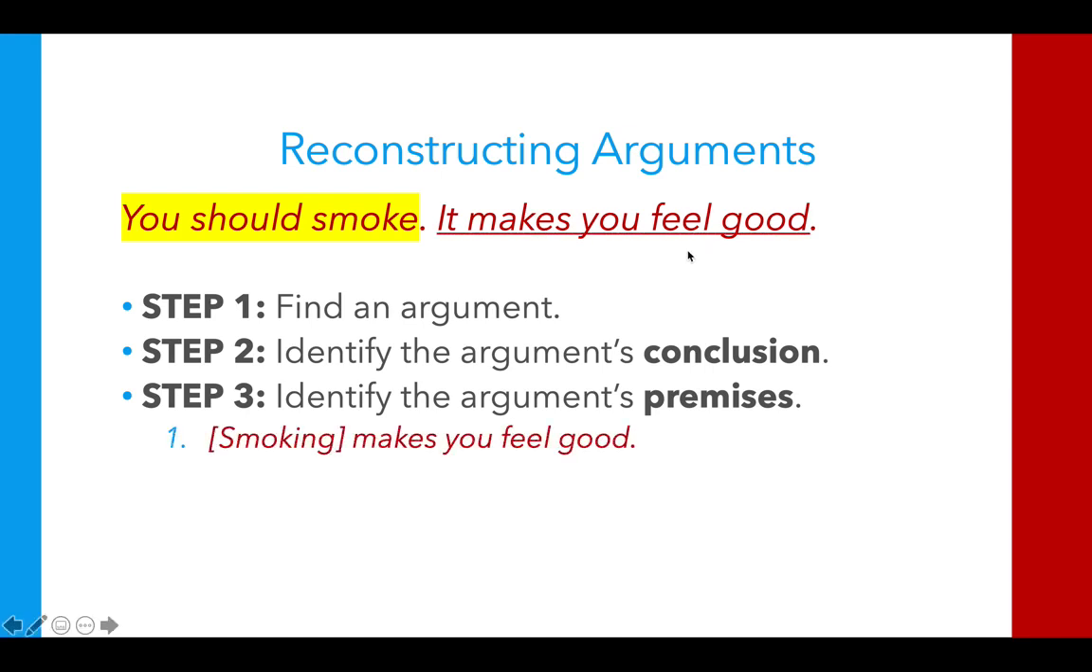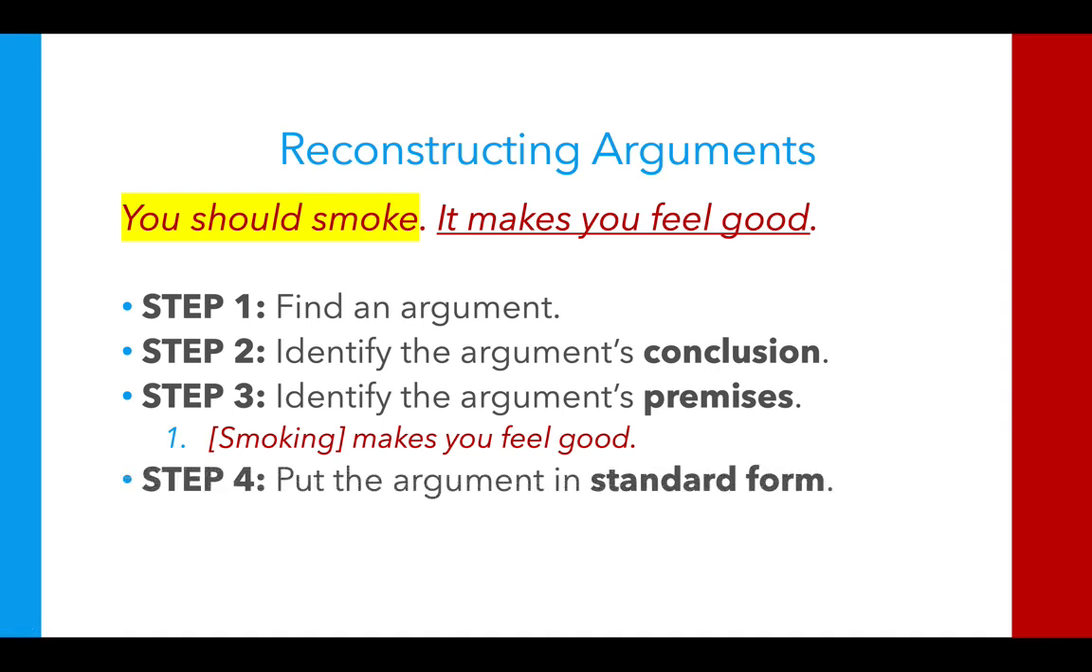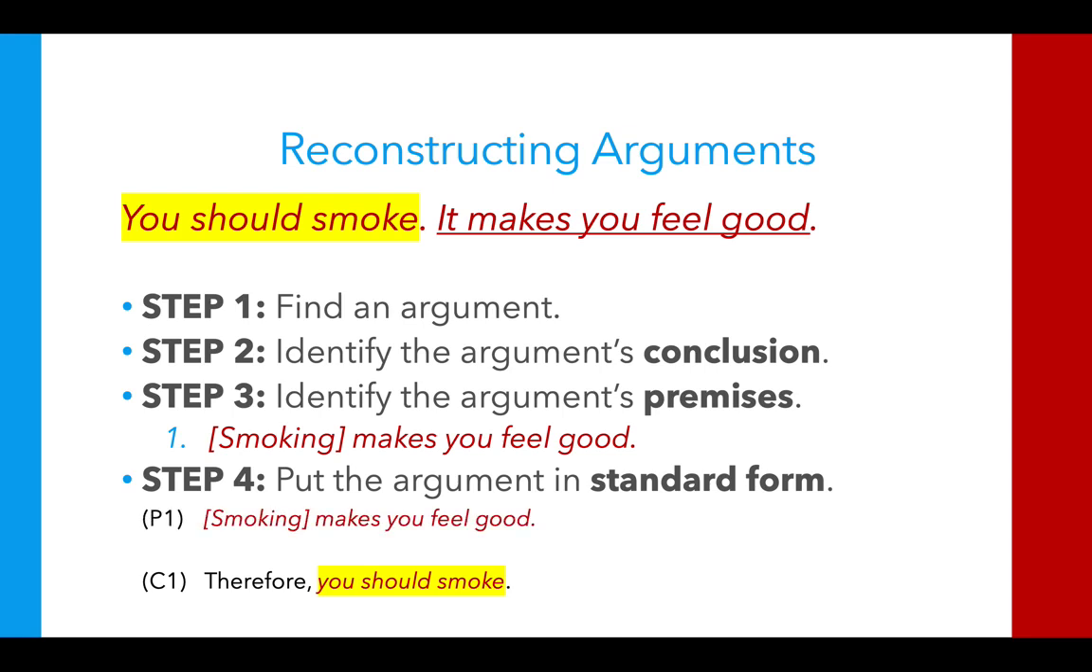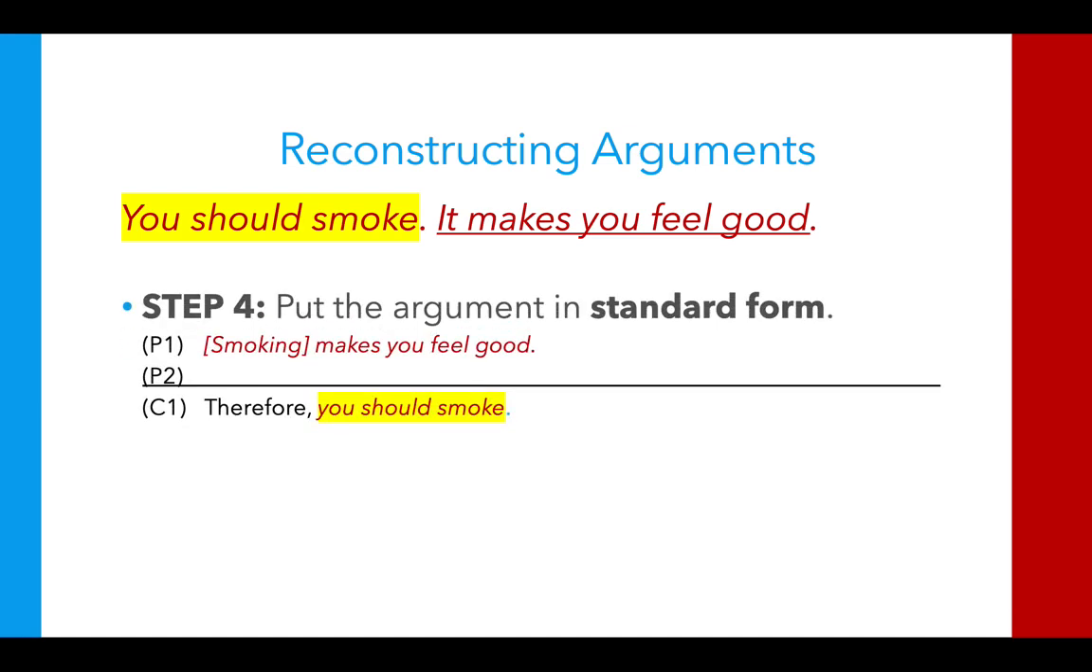So that's our premise. Step 4 says, put this in standard form. You should smoke. That's the conclusion. Smoking makes you feel good. That's the premise. But now, no argument can be valid unless it's got multiple premises. There's no inference going on. So we need more than just this single premise. Smoking makes you feel good. We can't know anything beyond that without some other information. So we need premise 2. What is it going to be?